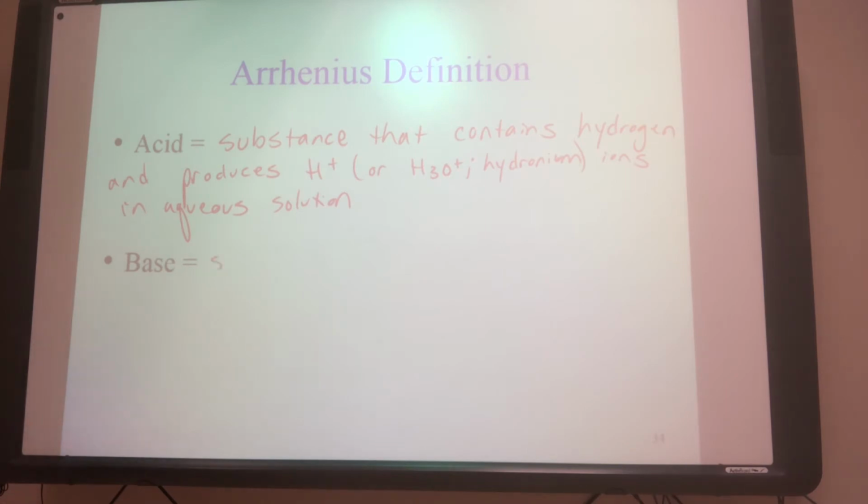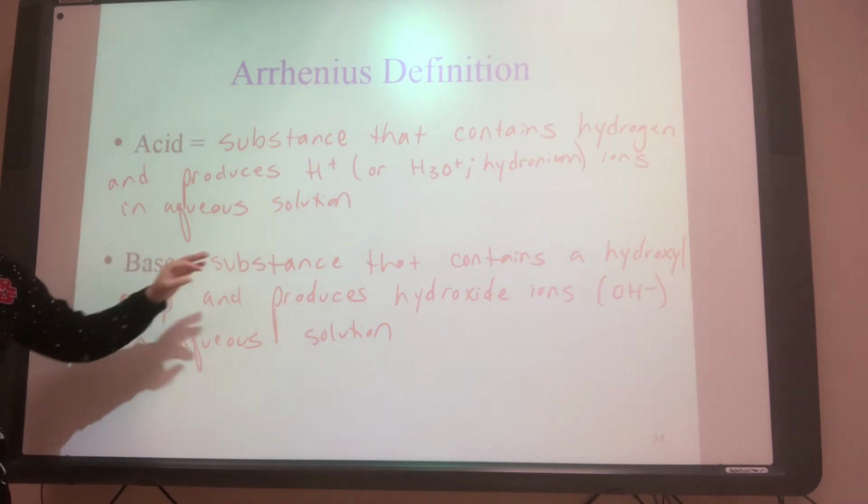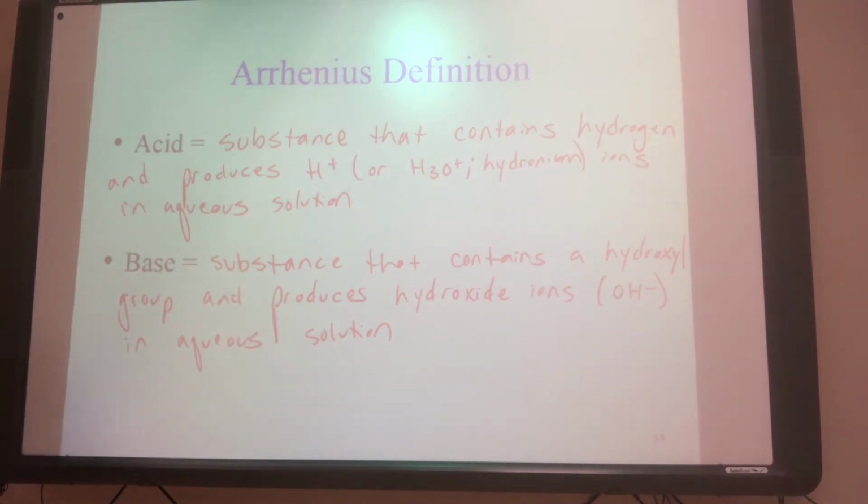A base is a substance that contains a hydroxyl group and produces hydroxide ions, which is OH minus, in aqueous solution. So they have an OH in the compound, in the formula, and it's going to produce OH minus when I separate it. So an example of an acid would be HCl.